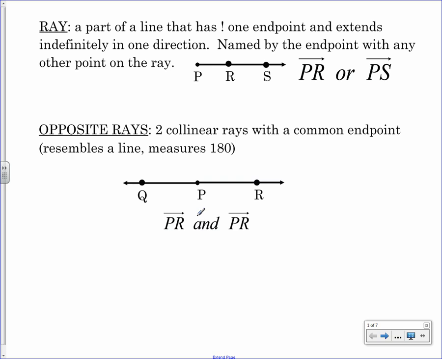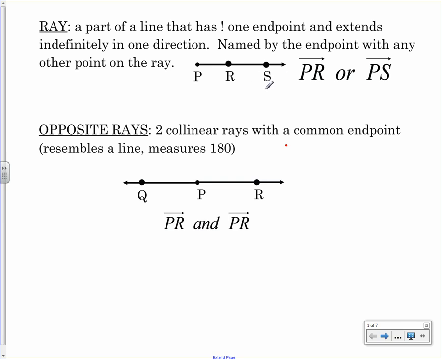Okay? So we're going to start with a ray. When you were little, what did they tell you to think of when you talked about a ray? The sun, right? The ray starts at the sun, goes forever in one direction. Same thing. So the way we have it, a part of a line that has exactly one endpoint, so the sun or whatever, and extends indefinitely in one direction. It's named by the endpoint with any other point on the ray. So for example, this one could be called ray PR, forever one direction, or PS, forever one direction. I have to start with P though, not an option. Do you guys get that? I cannot call this RS because that's not the endpoint.